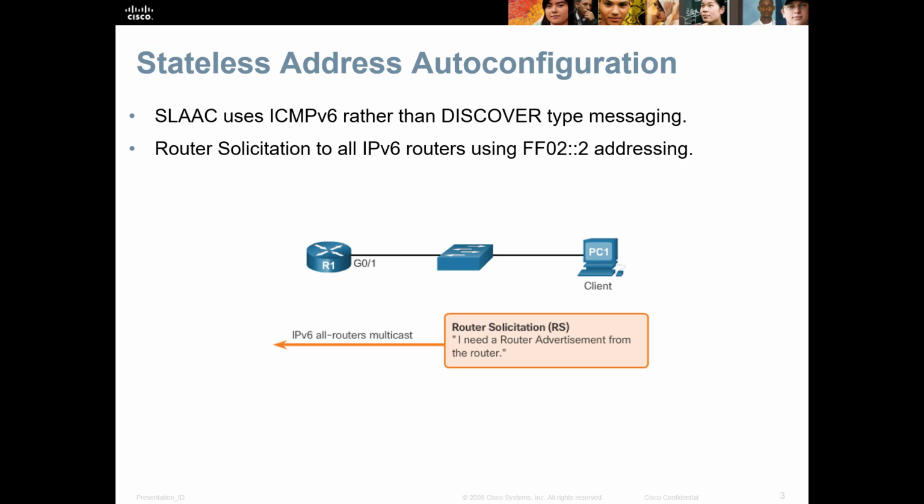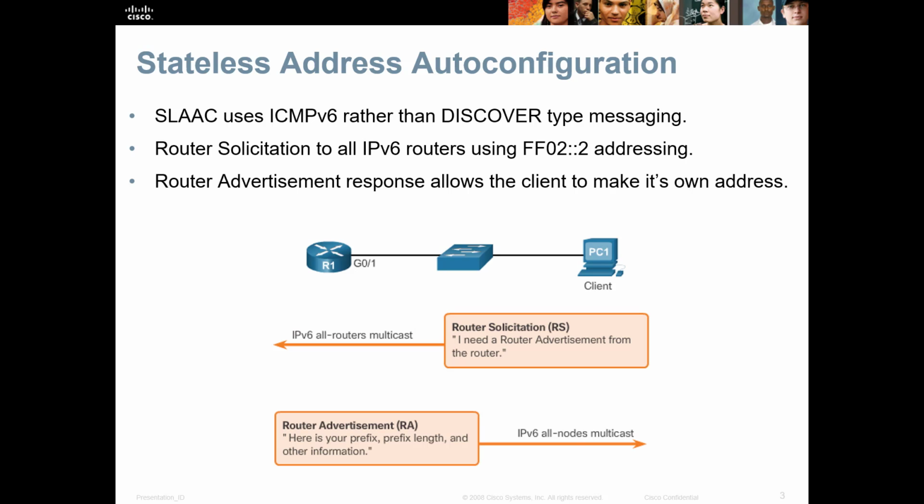Here there's a router solicitation that goes out from the client, and it's a multicast. I'm not aiming at one particular router. The client is asking not for an address, but for an advertisement from the router. The router responds with an advertisement that allows the client to make its own address. That's the key ingredient of stateless address auto configuration.